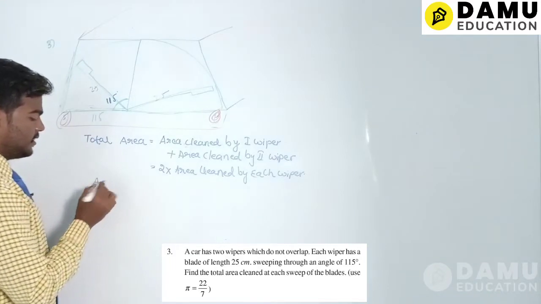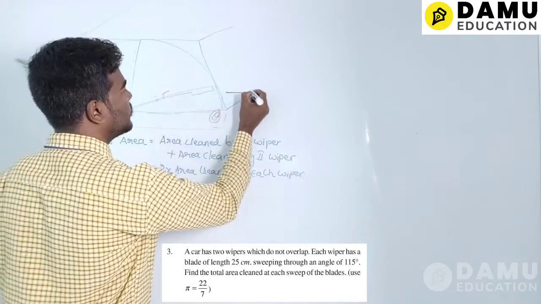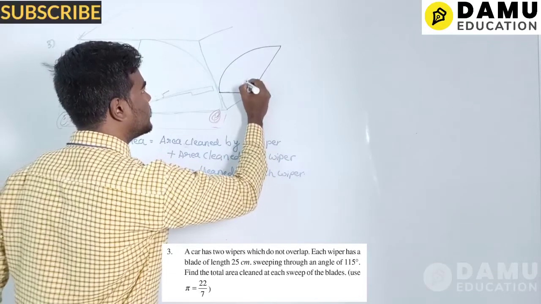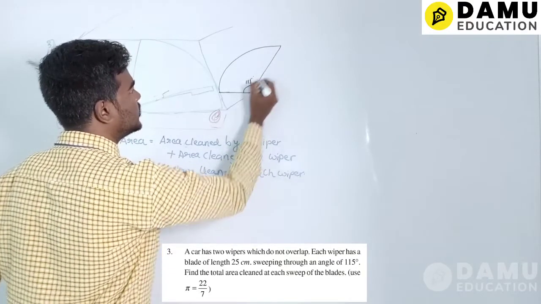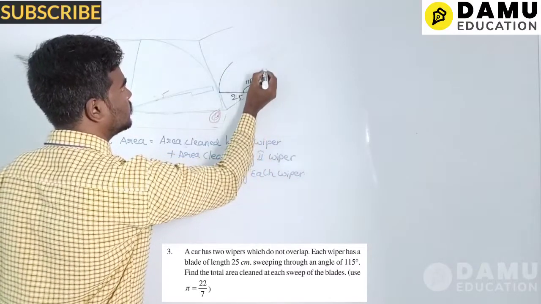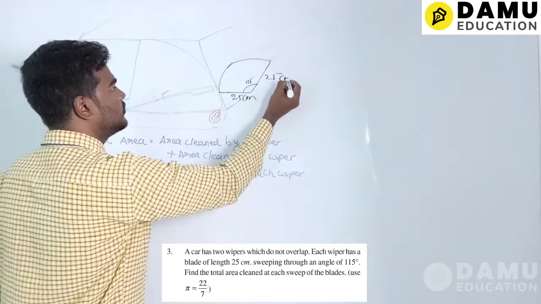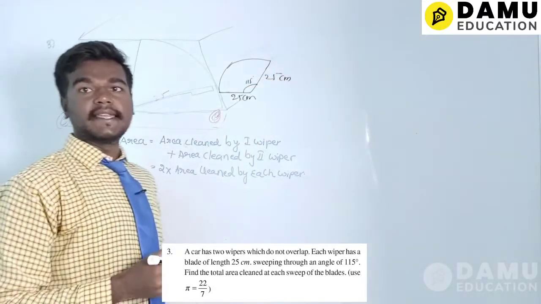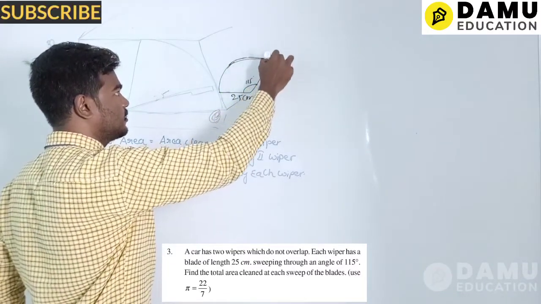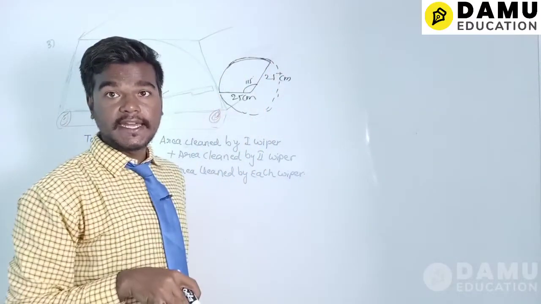So what is the shape you are getting? This is the shape. Here it makes 115 degrees, and here this is 25 centimeters. Here we need to consider the radius of the sector. So this is the circle. If you take the circle like this, we are indirectly calculating the sector.